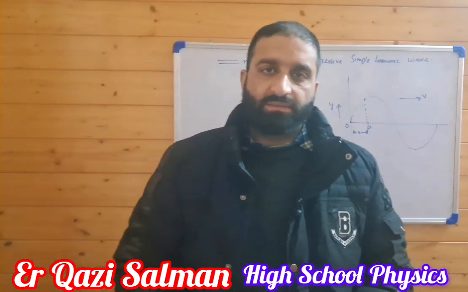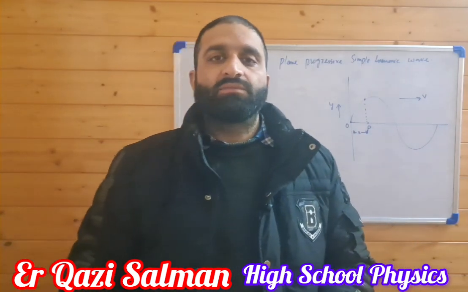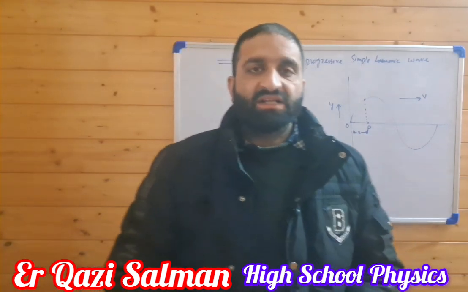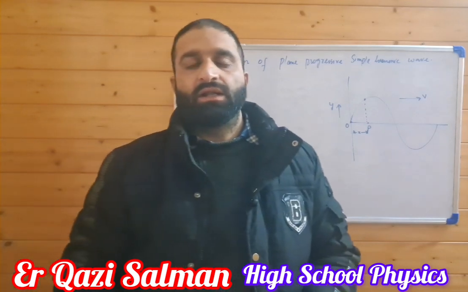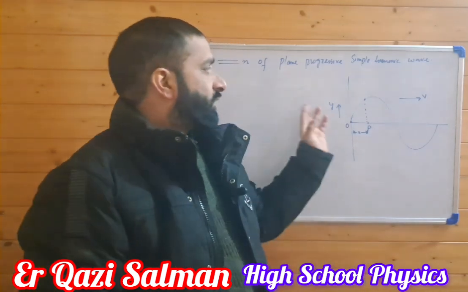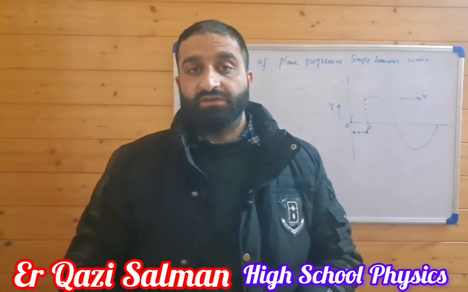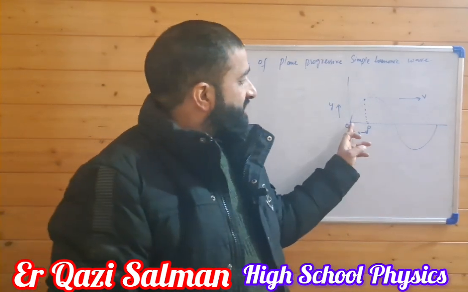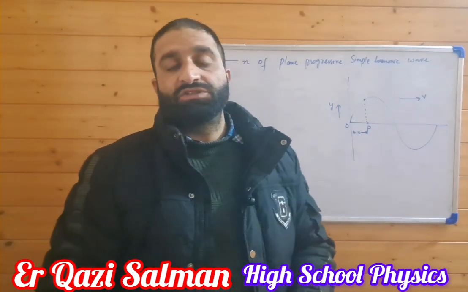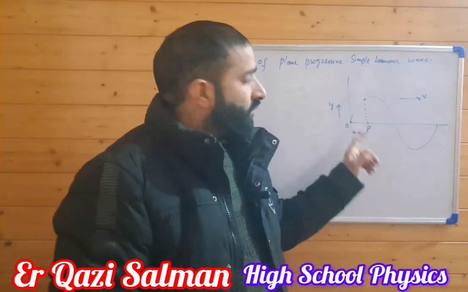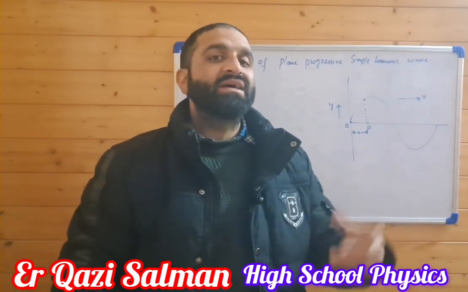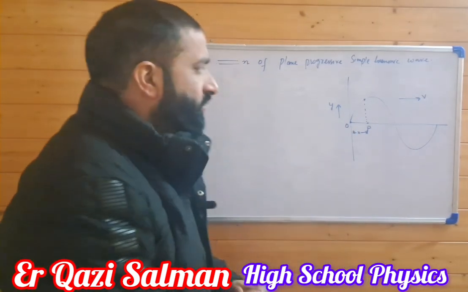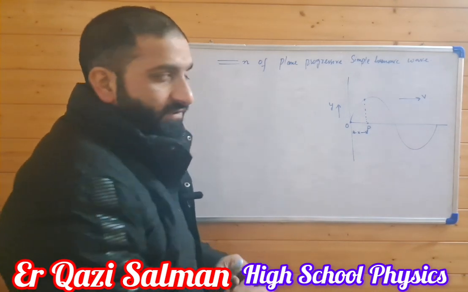Today we will discuss the equation of a plane progressive simple harmonic wave. Suppose we have a wave that is traveling in the positive x direction with velocity v. Let the particle cross its position at O in the positive direction. So at O, its displacement at any other time can be shown as it is starting from the mean position.